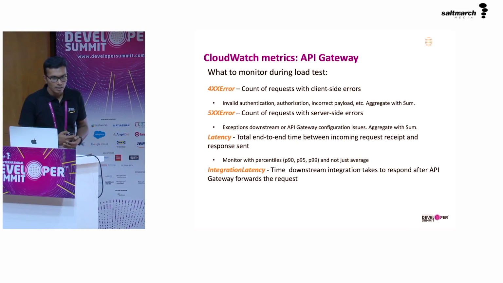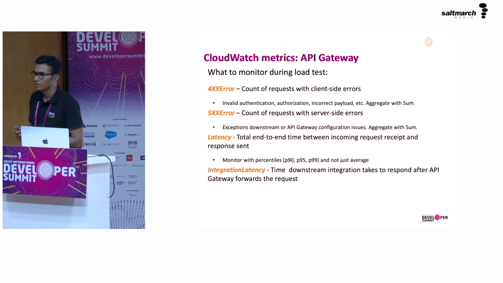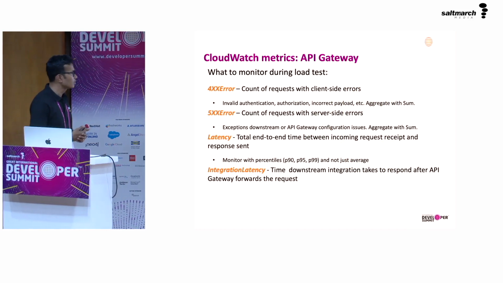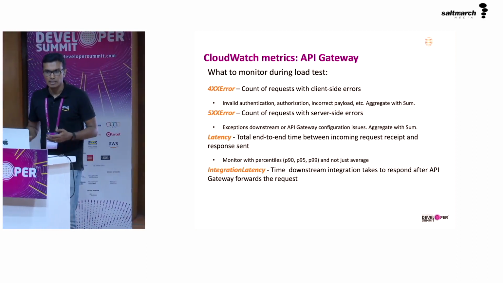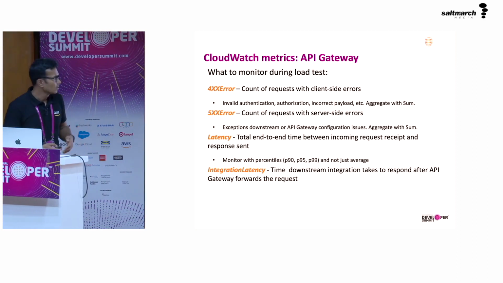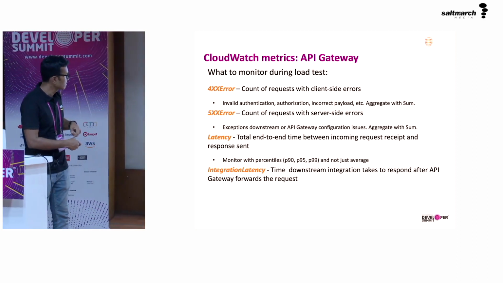All right. Some of the important metrics that come with API Gateway are some of these CloudWatch metrics that might be handy to monitor during your load test. Something like 4xx or 5xx errors, your latency and the integration latency. So the latency and the difference between these two things.